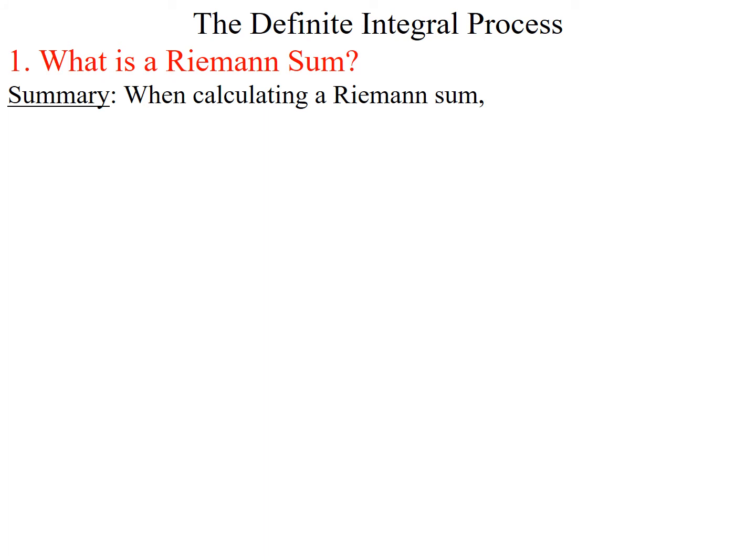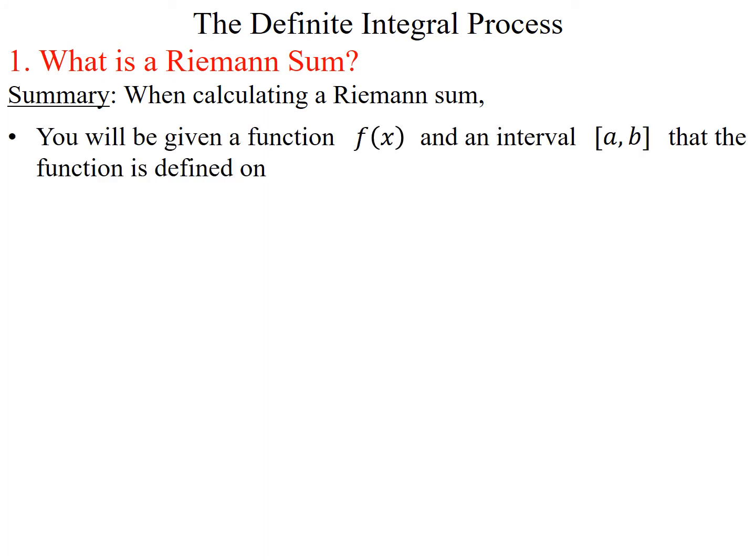Okay, so summary. When calculating a Riemann sum, first don't forget that you're going to be given a function and you're going to be given an interval that the function is defined on. When I say the function is defined on this interval, I mean, you know how functions can be undefined sometimes? You plug in a number and it's undefined. What I'm saying is there's no number in the interval that you can't plug into the function. It's defined no matter what you plug in.